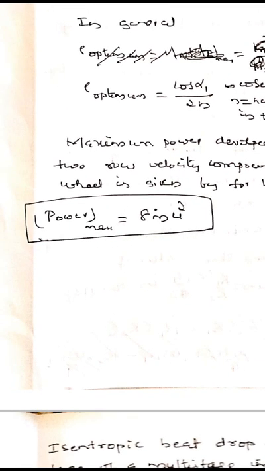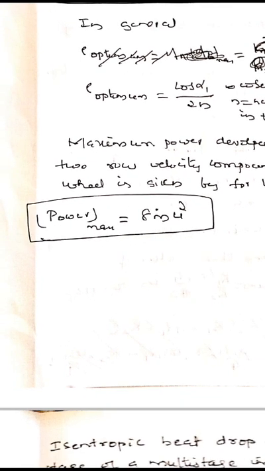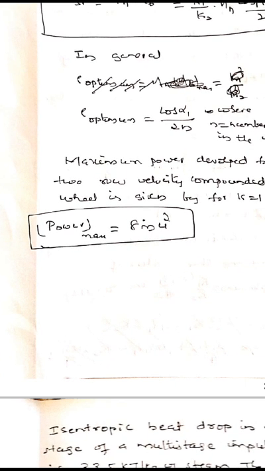So this is all about the analysis of the two-stage velocity compounded impulse turbine. We'll solve some problems on the two-stage velocity compounded impulse turbine in the next class. Thank you.